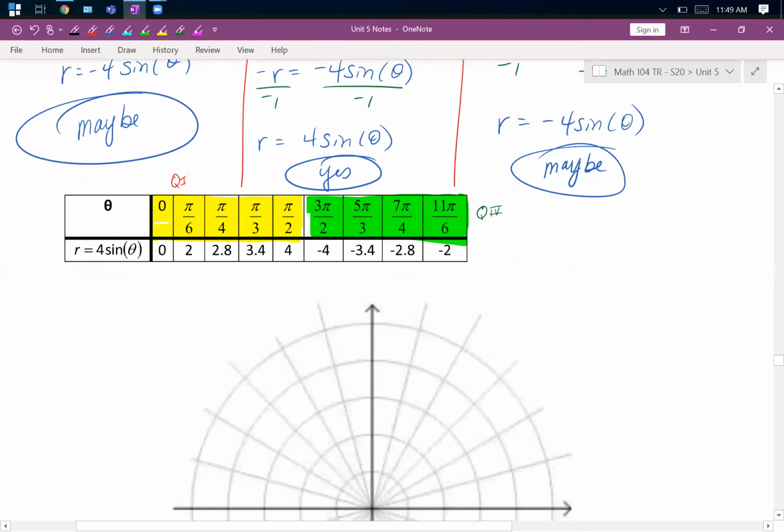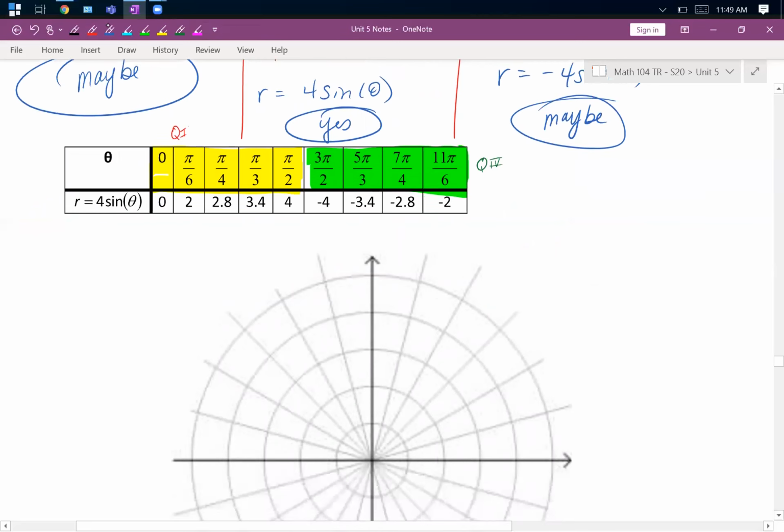Now it's time to plot those 9 points. And then we will reflect it about the line theta equals pi over 2 to get the rest of the points, and then we will connect our dots. So let's start with 0, 0. So I go to angle 0, and then I go out 0 units, 0 rings. So my first point's right on the pole.